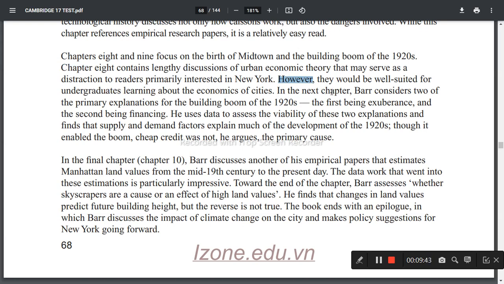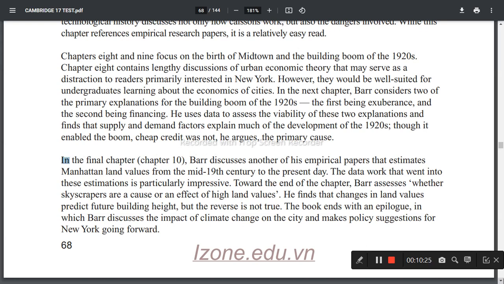In the next chapter, Barr considers two of the primary explanations for the building boom of the 1920s, the first being exuberance and the second being financing. He uses data to assess the viability of these two explanations and finds that supply and demand factors explain much of the development of the 1920s. Cheap credit, though it enabled the boom, was not, he argues, the primary cause.